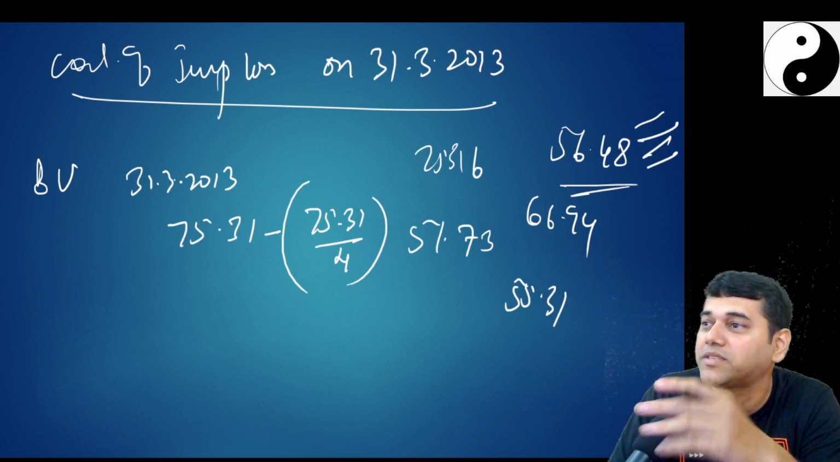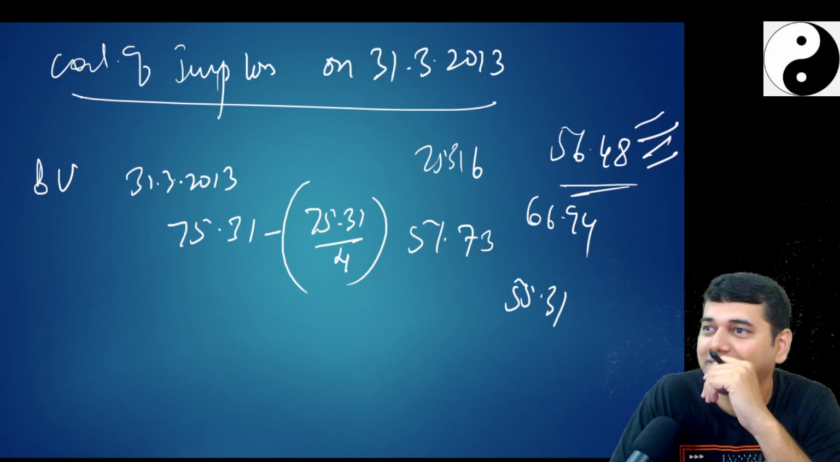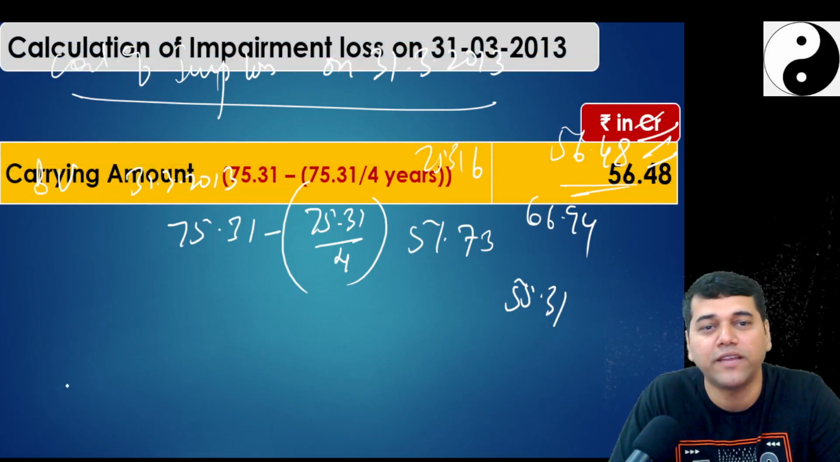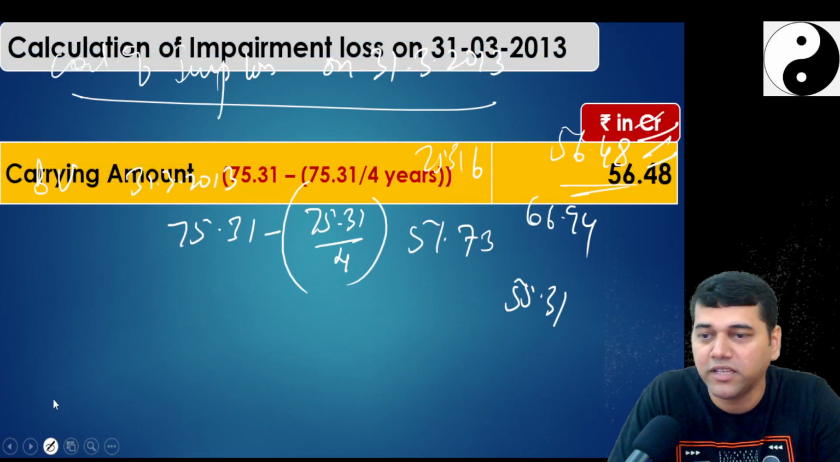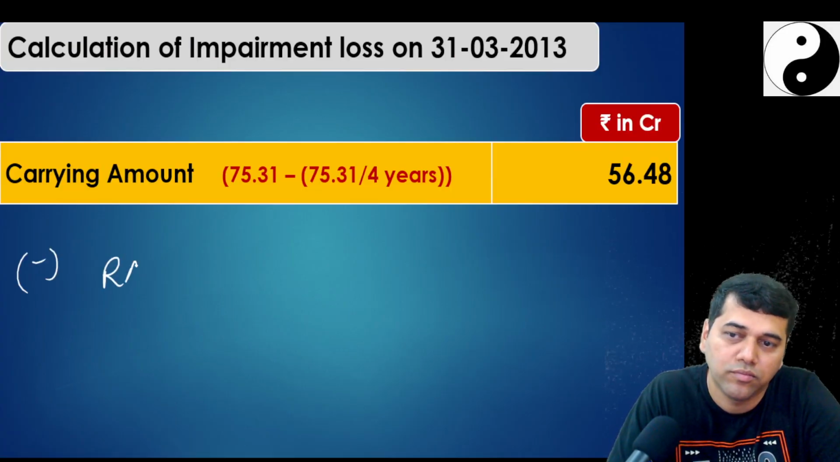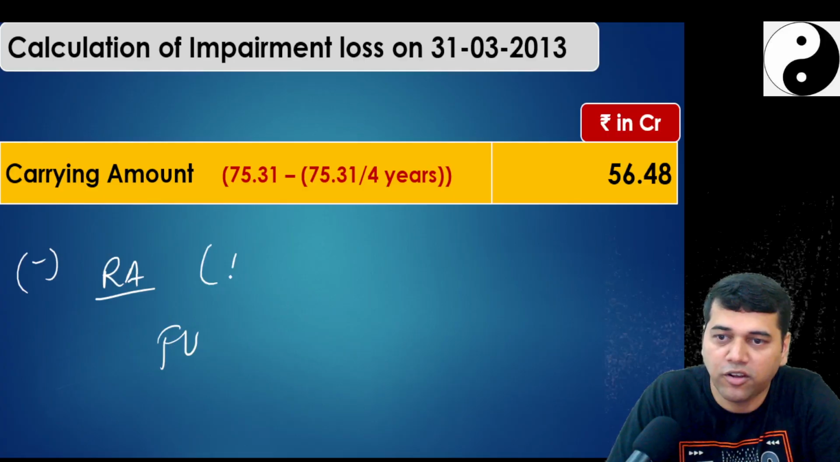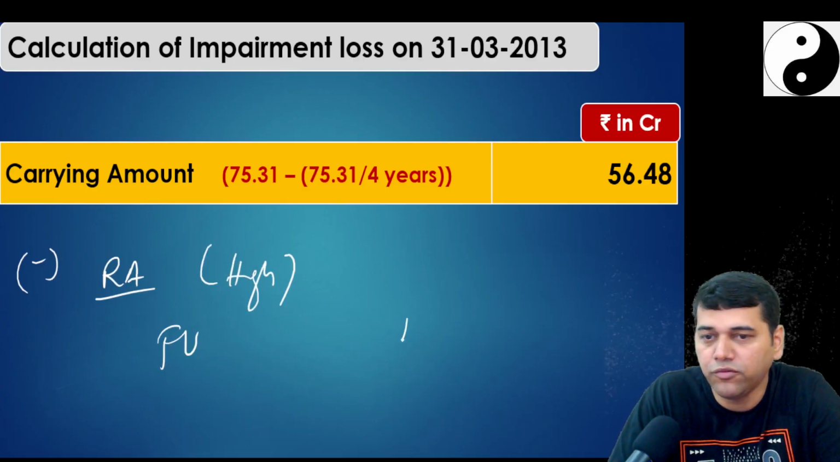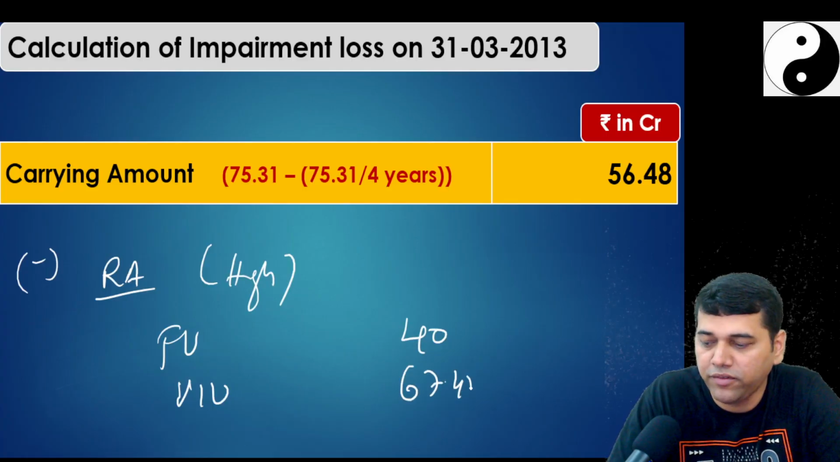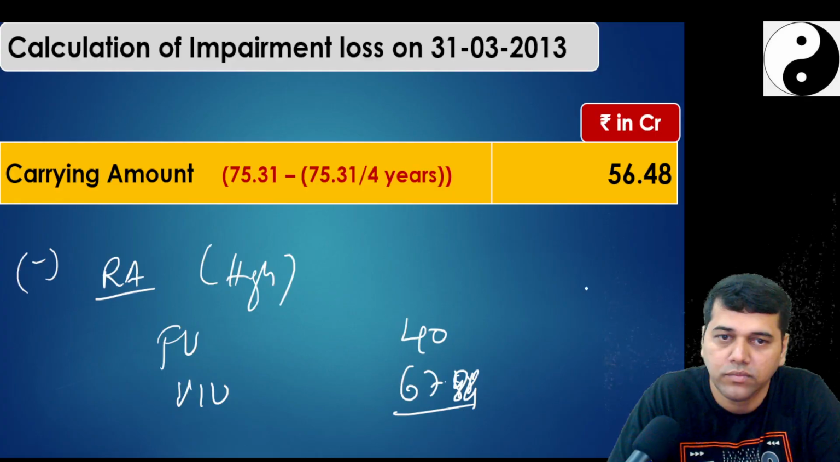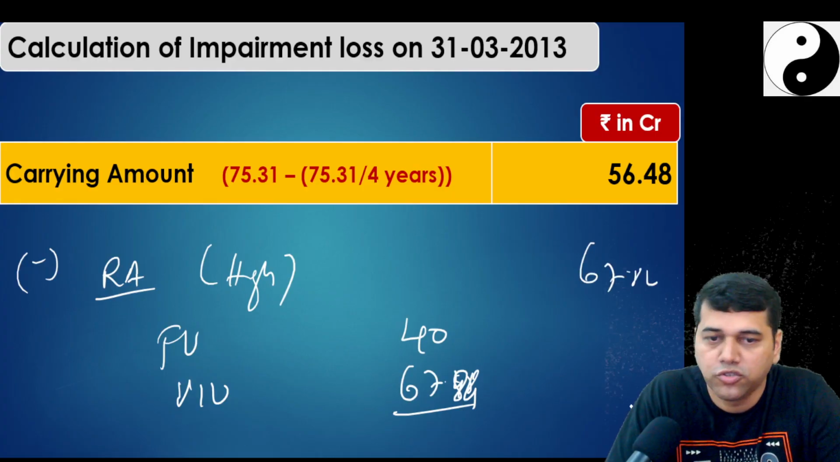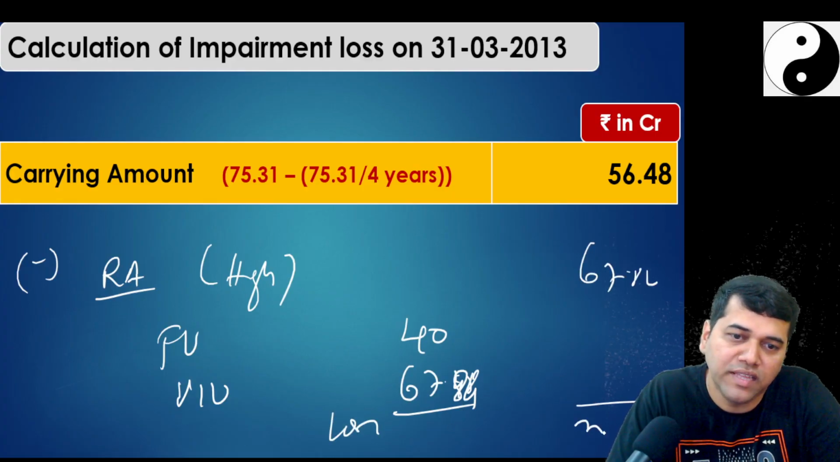Yes, what other mistakes? Okay, so first thing, you take 56.48 minus your recoverable value, which is the higher of fair value 40 and value in use 67.484. So impairment loss is nil.